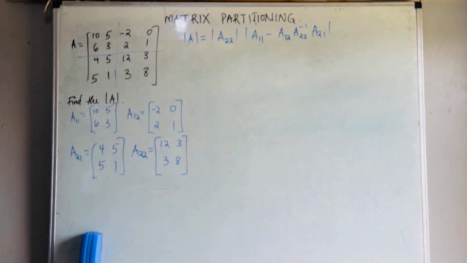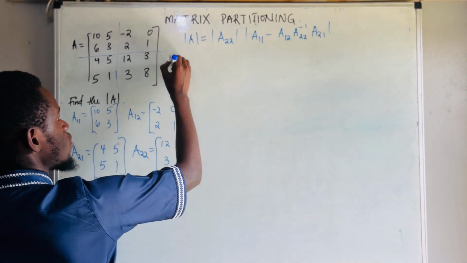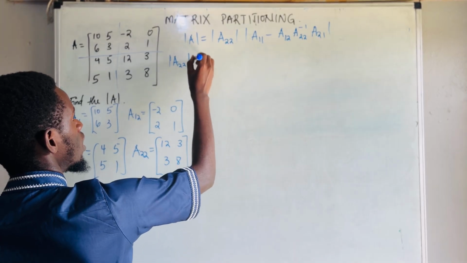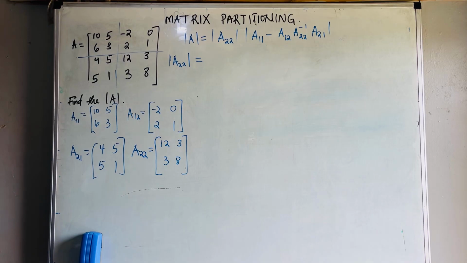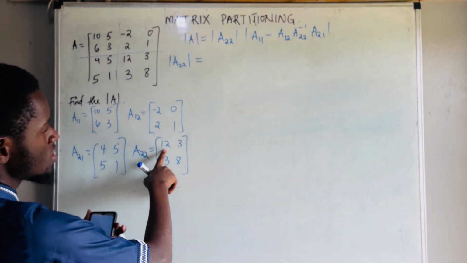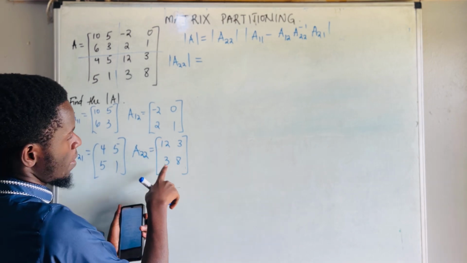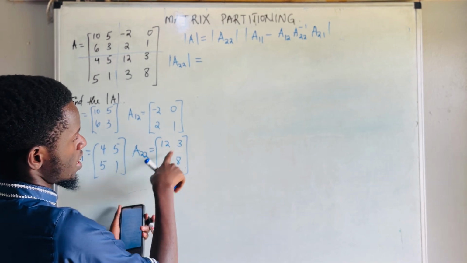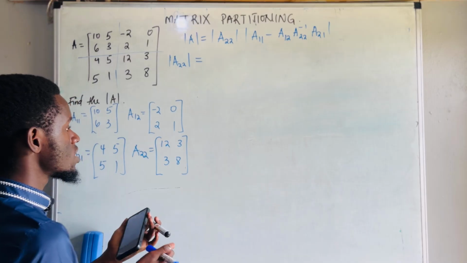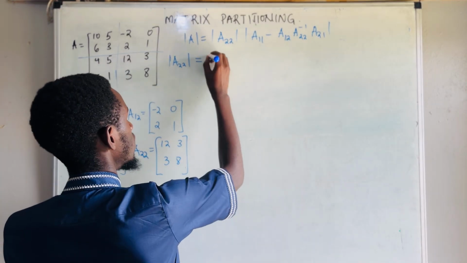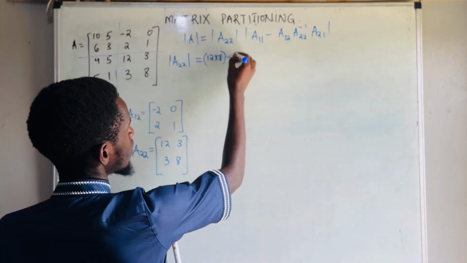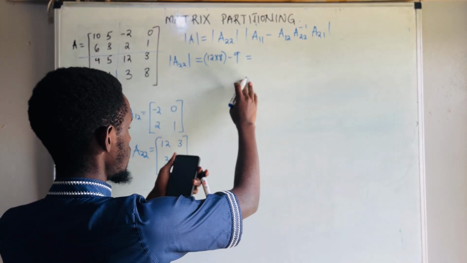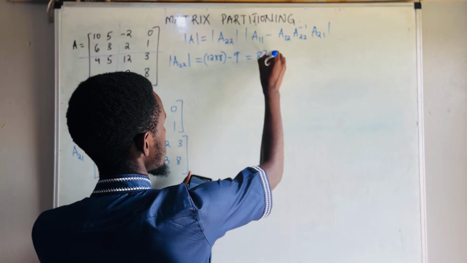Now, what do we need from there? We just need to find the determinant of A22. What's the determinant of A22? It is how you get the determinant of a matrix. This is my A22. It is major diagonal minus minor diagonal. I multiply major diagonal minus minor diagonal. I have now 12 times 8 minus 3 times 3, and it's going to be 87. Therefore, my determinant is going to be 87.